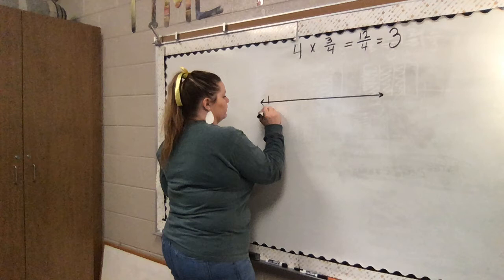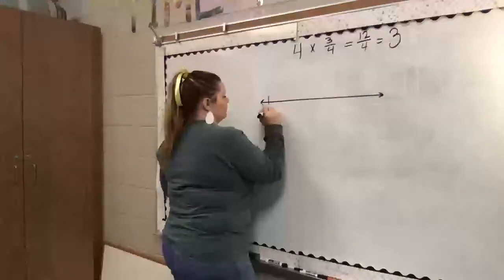Now I'm going to do four hops of 3/4. So 3/4 for my first jump. That's 1. Now I need to hop 3 more 3/4s. So I'm going to count 1, 2, 3. There's 3 hops. 1 more. 1, 2, 3. And that's going to get me to 3 wholes, or 12/4, like we got originally. Each hop is worth 3/4, and we have 4 of them. So that's how you use a number line model to answer this problem.